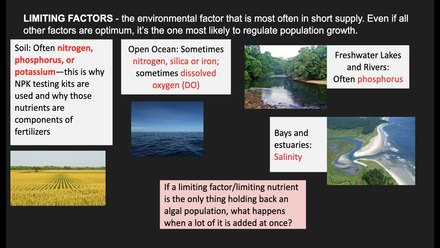Now, the next one is going to be the open ocean. In the open ocean, the limiting factor could be nitrogen, silica, iron, or dissolved oxygen as well. In fresh water places, we have phosphorus. So phosphorus is actually considered by the AP as the main cause of eutrophication. So I could lack phosphorus, but what would be the opposite, right? If I have a lot of phosphorus, then I would have eutrophication. In basin estuaries it would be salinity.